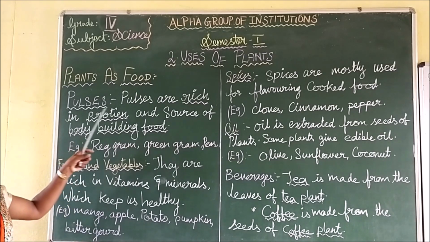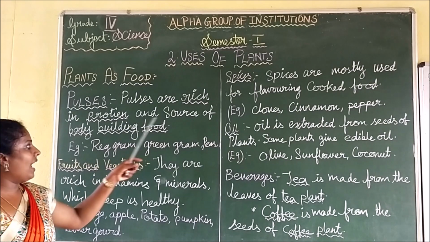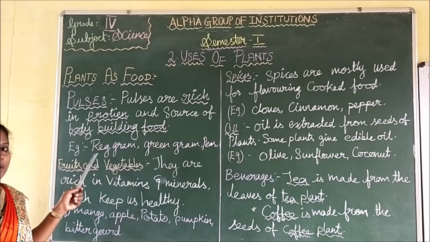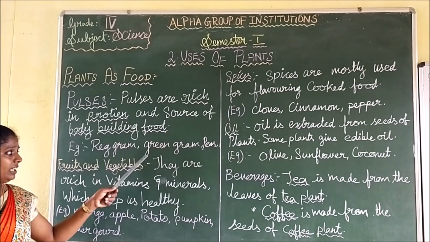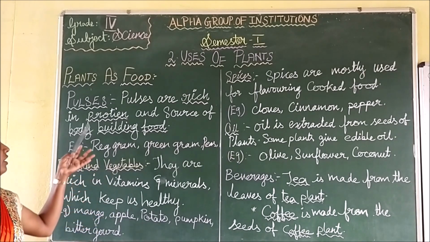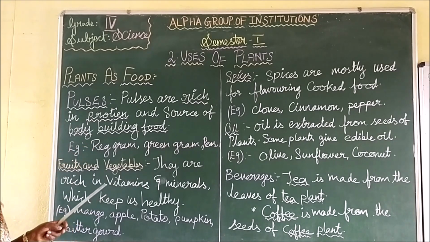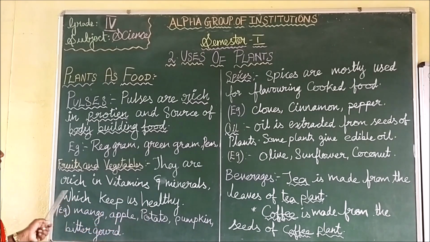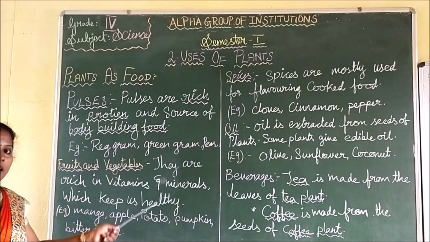So pulses are rich in protein and a source of body-building food. Examples: red gram, green gram, peas, beans, etc. These are the examples of pulses. Next, we'll see about fruits and vegetables. So fruits and vegetables, they are rich in vitamins and minerals.